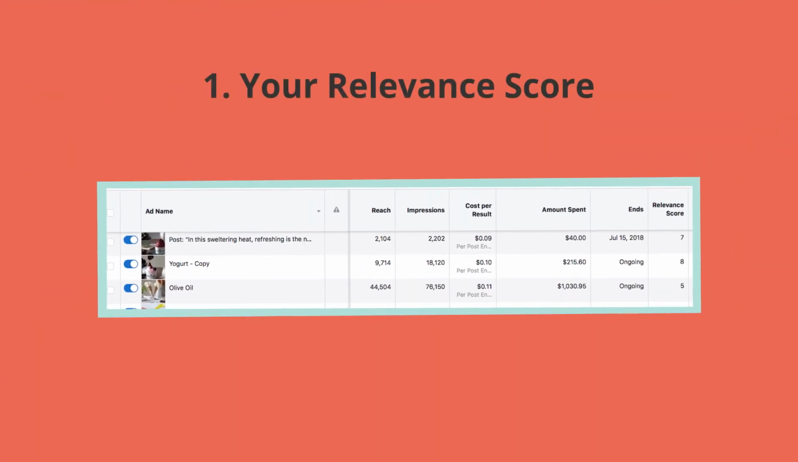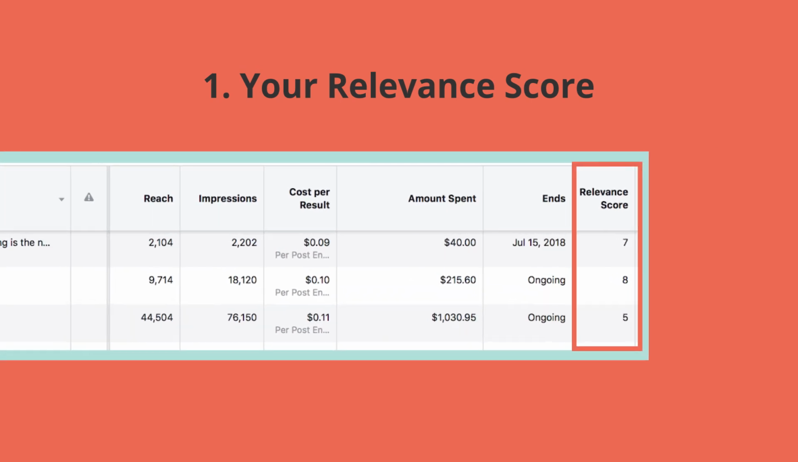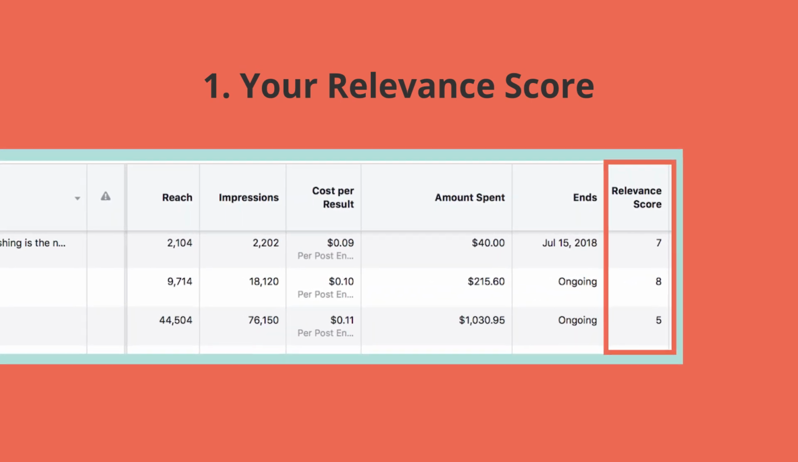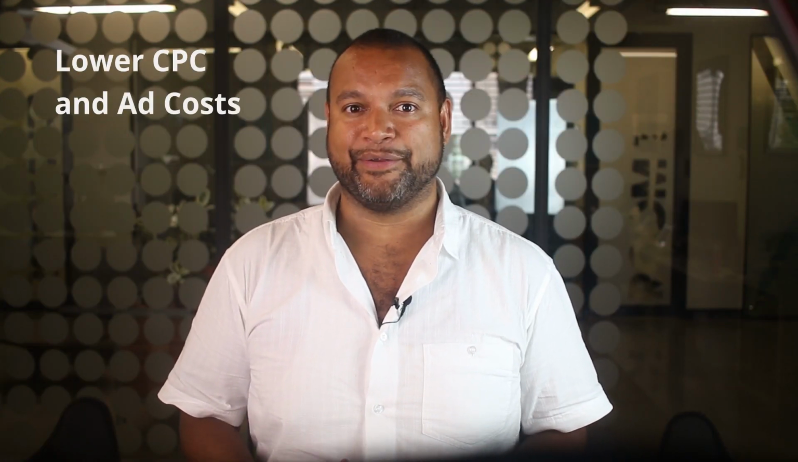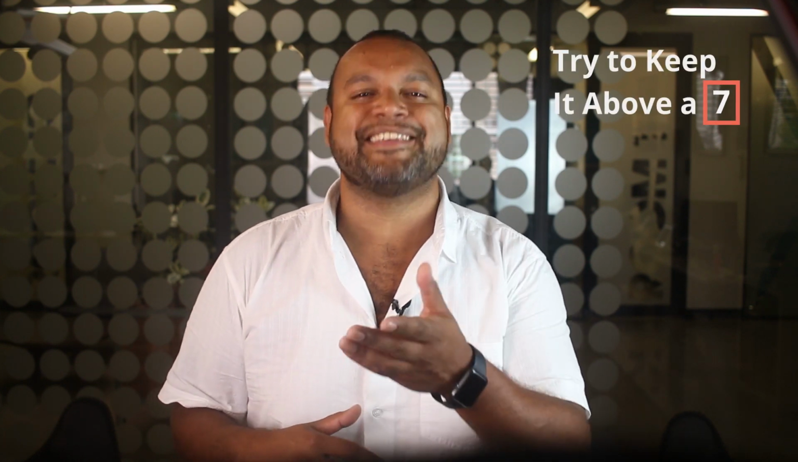Number one is your relevance score. This metric is a number from 1 to 10 that will tell you how relevant Instagram believes your ad is to your target audience. It's gauged partially on the system's algorithms and also on engagement. If enough people like, share, or click on your ad, the score goes up. If they hide it, report it, or express negative sentiments, the score goes down. A high relevance score is known to lower CPC and ad costs, so keep a close eye on this one and try to keep it above a 7.